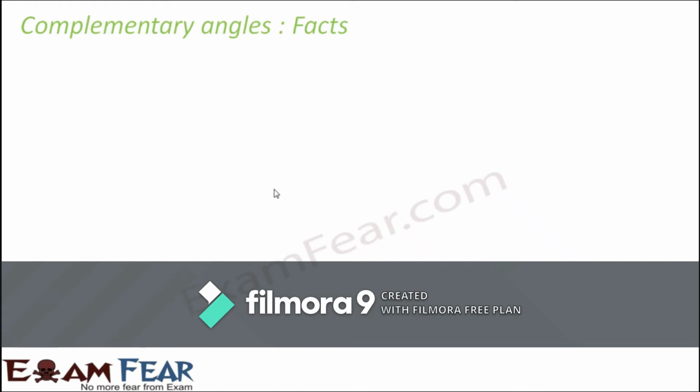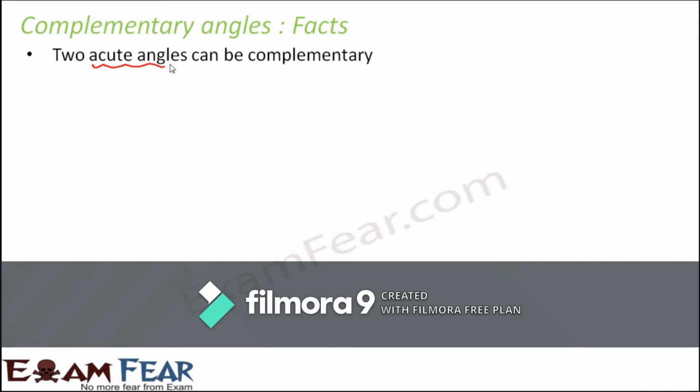Facts with regards to complementary and supplementary angles. So first we will talk about complementary angles. Now, do you think that two acute angles can be complementary? Before that, what are acute angles? Those angles whose value is less than 90 degrees. So angles measuring less than 90 degrees are called acute angles.